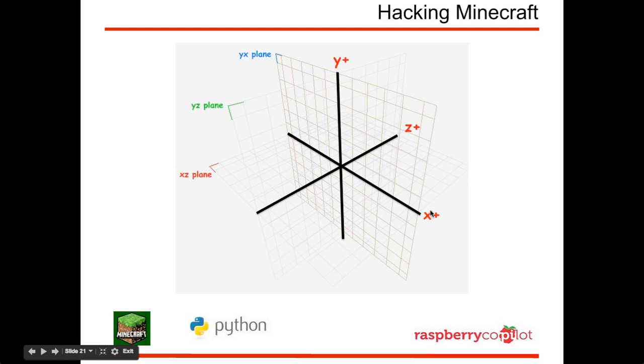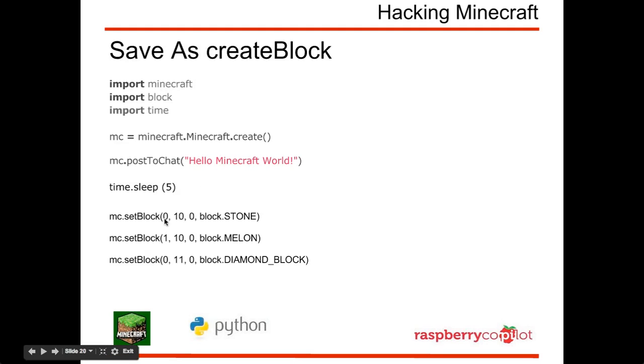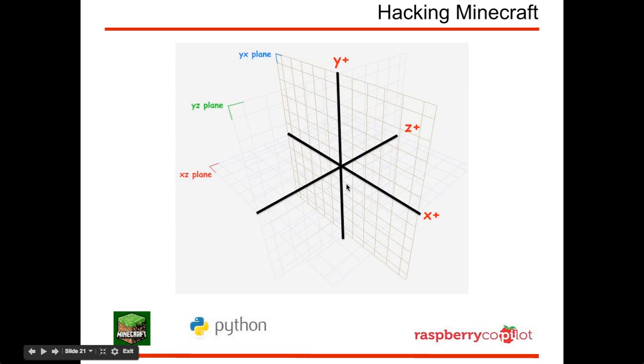And so with the X and the Y and the Z, they correspond to where you're setting the stone. Think about it. So if you have this 1, 10, 0, you move 1 forward in the positive X direction, 10 in the positive Y direction, and that means up, and none in the Z direction.